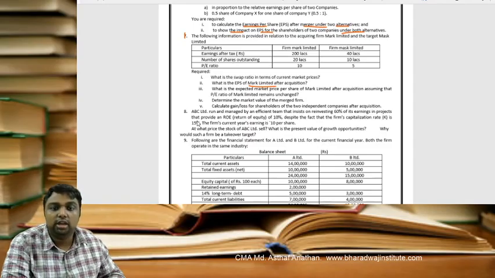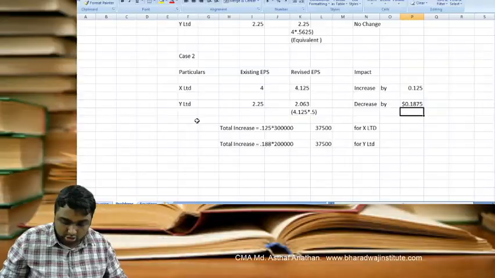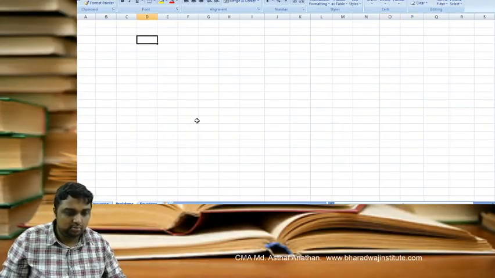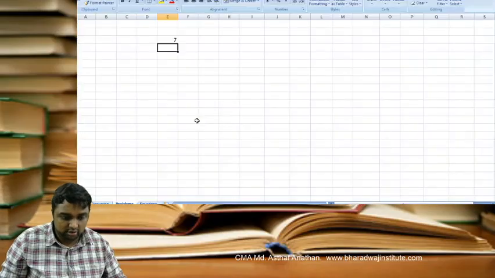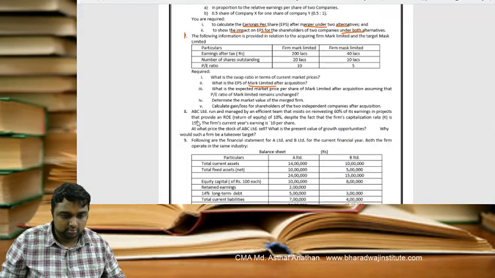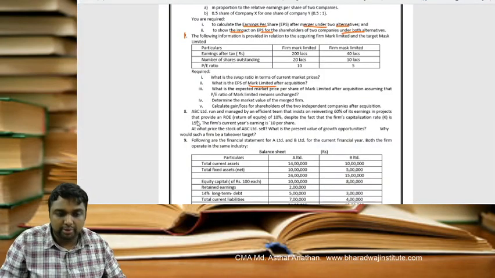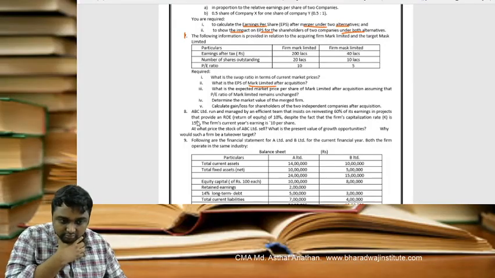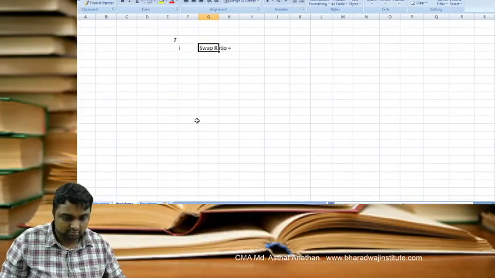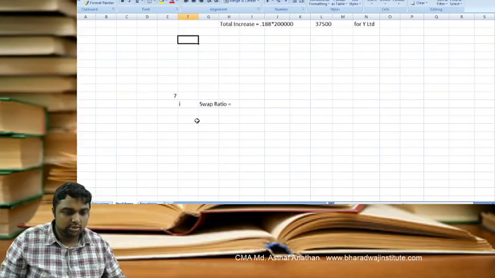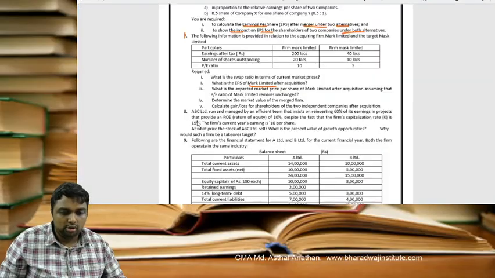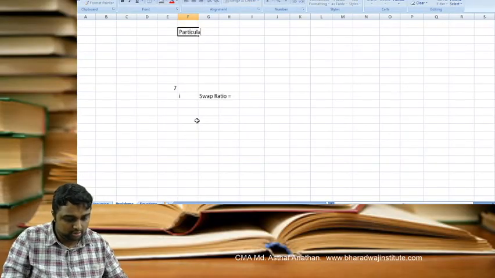So Mark Limited is the acquiring company. Mask Limited is the target company. Yes or no? Great. So question number 7. First we will go for the first part, swap ratio. How to find out swap ratio in terms of current market price. Great. So if you want to find out swap ratio, first you have to find out market price.